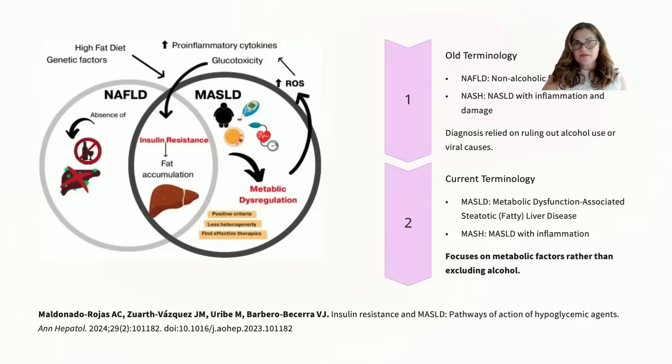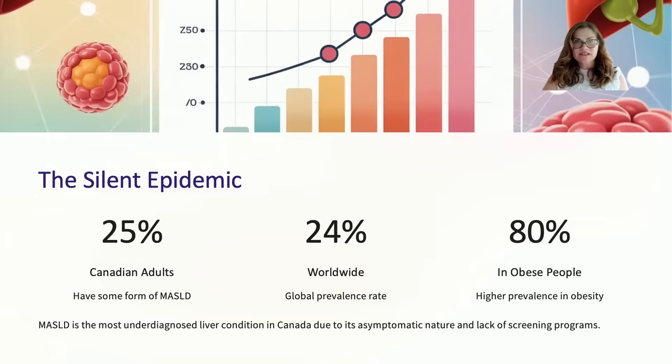The boxes at the bottom of the diagram explain why this new name, MASLD, is helpful. It's based on positive findings, not just ruling out things. It helps doctors find better treatment, and it makes research more focused by reducing confusion across different cases. In short, the change from NAFLD to MASLD helps us better understand what's really happening in the body and what to do about it.